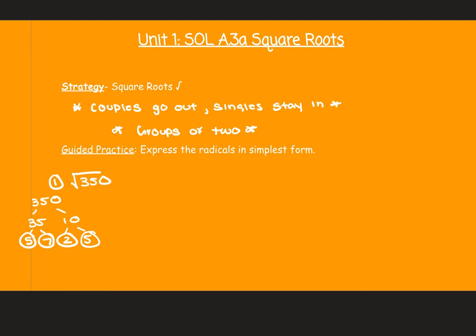So I've broken it down to my prime numbers. If we take a look here, and I'm going to change the color, I can see that I have a 5 there, I have a 5 there. That's what we mean by groups of 2. So I have 2 5s, and the 2 5s represent 1 5. Remember, groups of 2. So I have one group of 2 5s, and that 1 5 is going to go outside of my radical.